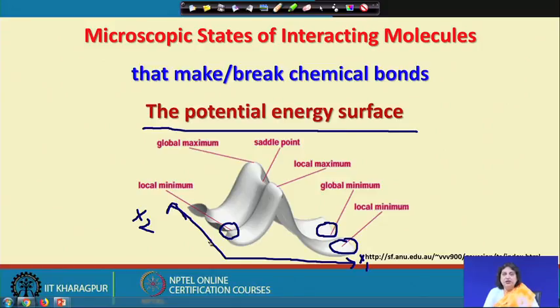Now, a chemical reaction is observed or is modeled as a transition from one of these minima, by climbing this hill and going over to the minimum on the other side of the potential energy surface. Therefore, this top of the hill, which allows us to go from one side of the hill to the other, is known as the saddle point, which is the location of the so-called transition state of the reaction.